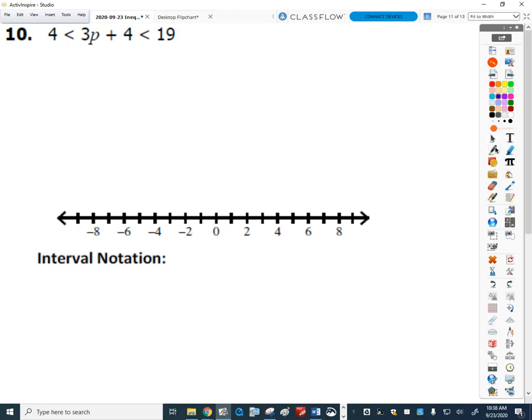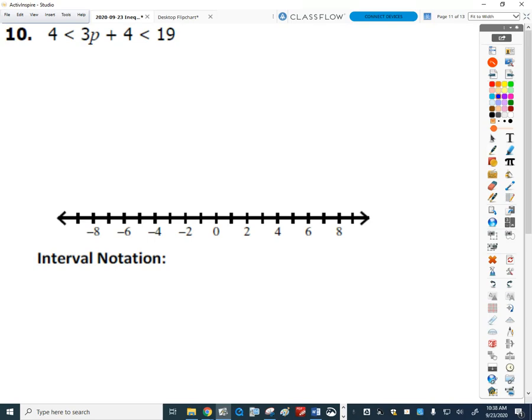So what if we start off with a compound inequality that's written in compressed form, right? This is a compound "and" inequality. It means two things, right? It means 3p plus 4 is greater than 4 and less than 19. So how do I do the algebra here?